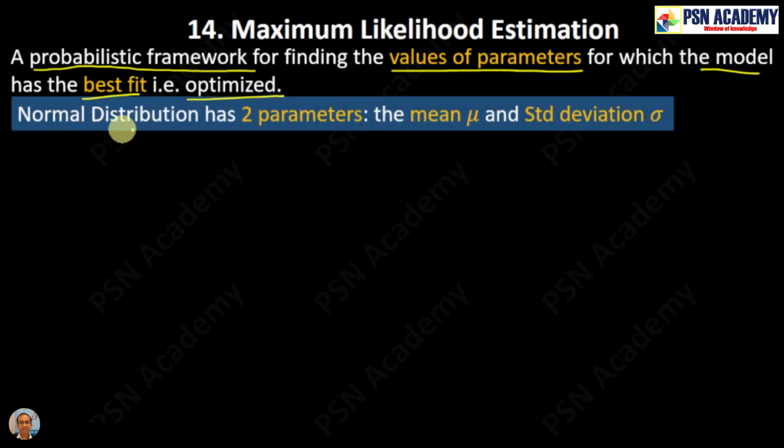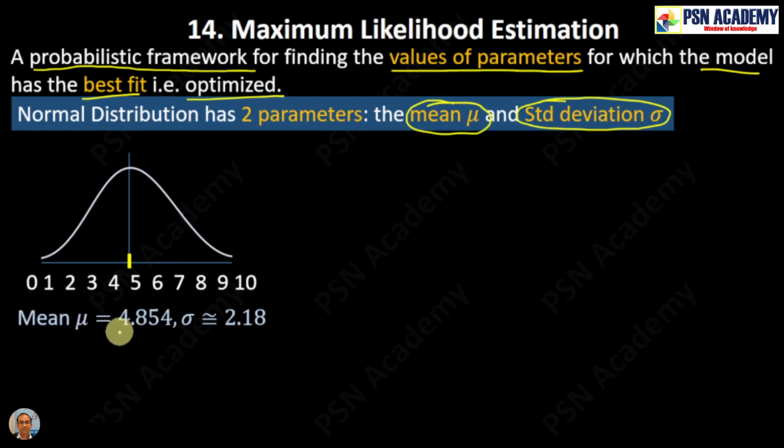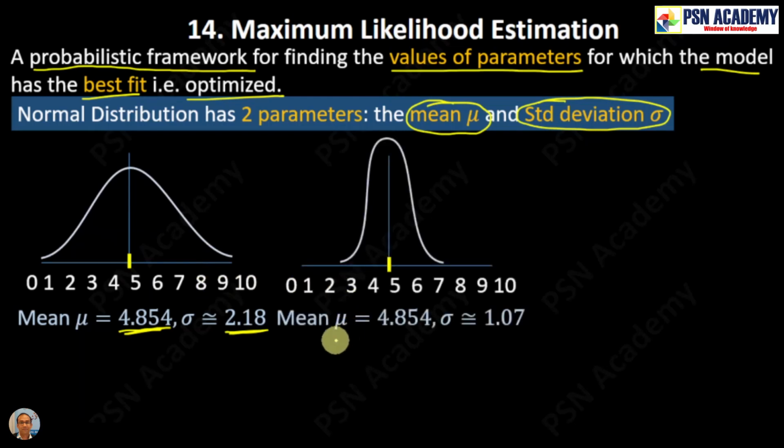For example, you take the normal distribution, and we know that the normal distribution has two parameters. Number one is mean, and number two is standard deviation. Now look at this figure. For mean mu equal to 4.854 and standard deviation equal to 2.18, we have some kind of distribution like this. We have this shape. Now we keep the mean equal to 4.854, the same mean, but we change the standard deviation from 2.18 to 1.07, and we see the shape has become narrower.